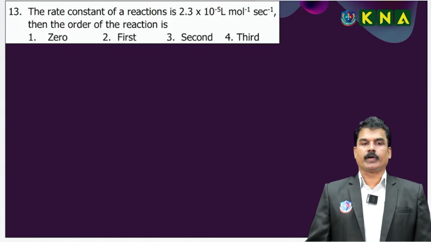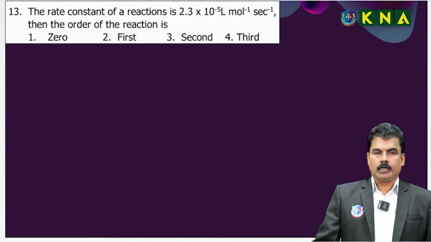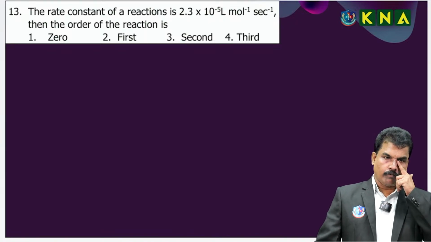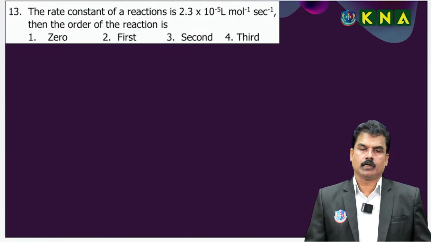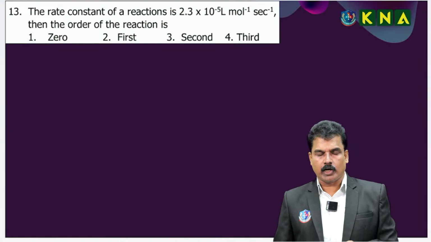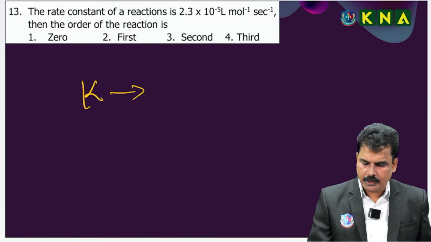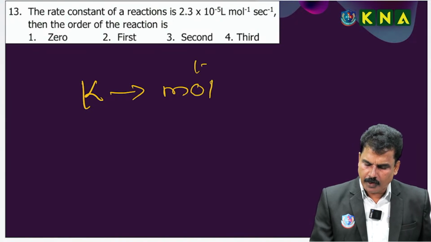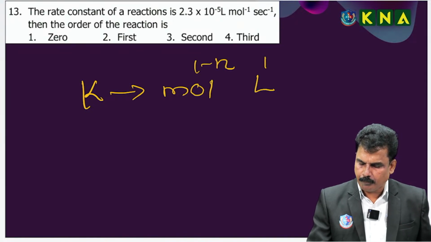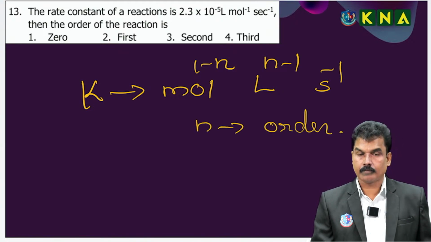The rate constant of a reaction is given with unit liter mole inverse second inverse. Then what is the order of the reaction? How can we identify the order from the rate constant? From the unit we can identify. What is the general unit of rate constant? The rate constant general unit is mole power 1 minus n, liter power n minus 1, second inverse. What is n? n is the order of the reaction.